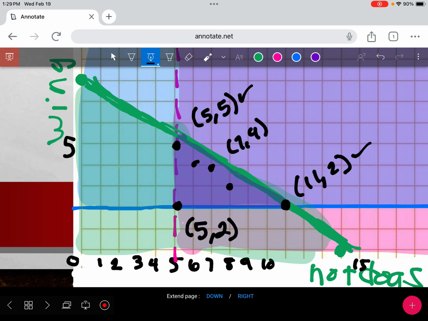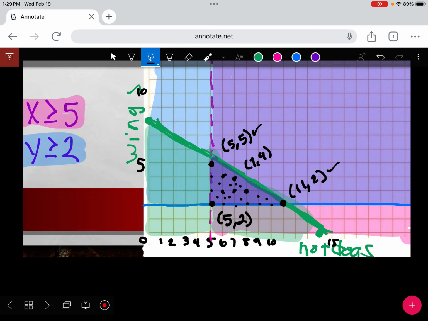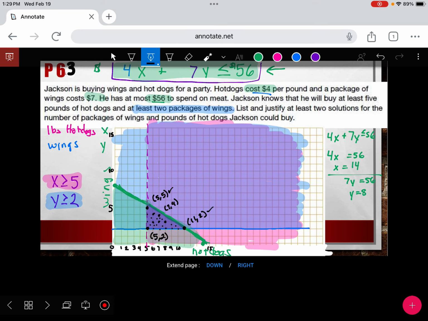We can pick any of these points inside this region where we have everything colored in. Depending on the grocery store, you might be able to pick things in between. I don't know if he's going to order 9.5 pounds of hot dogs and 2.5 pounds of wings. Good luck. But he could try. I don't know what he's going to do with a half a hot dog, but maybe it's a child. But so when they're looking for examples, that's what we're looking for. We're just looking for some of those points that he could buy.